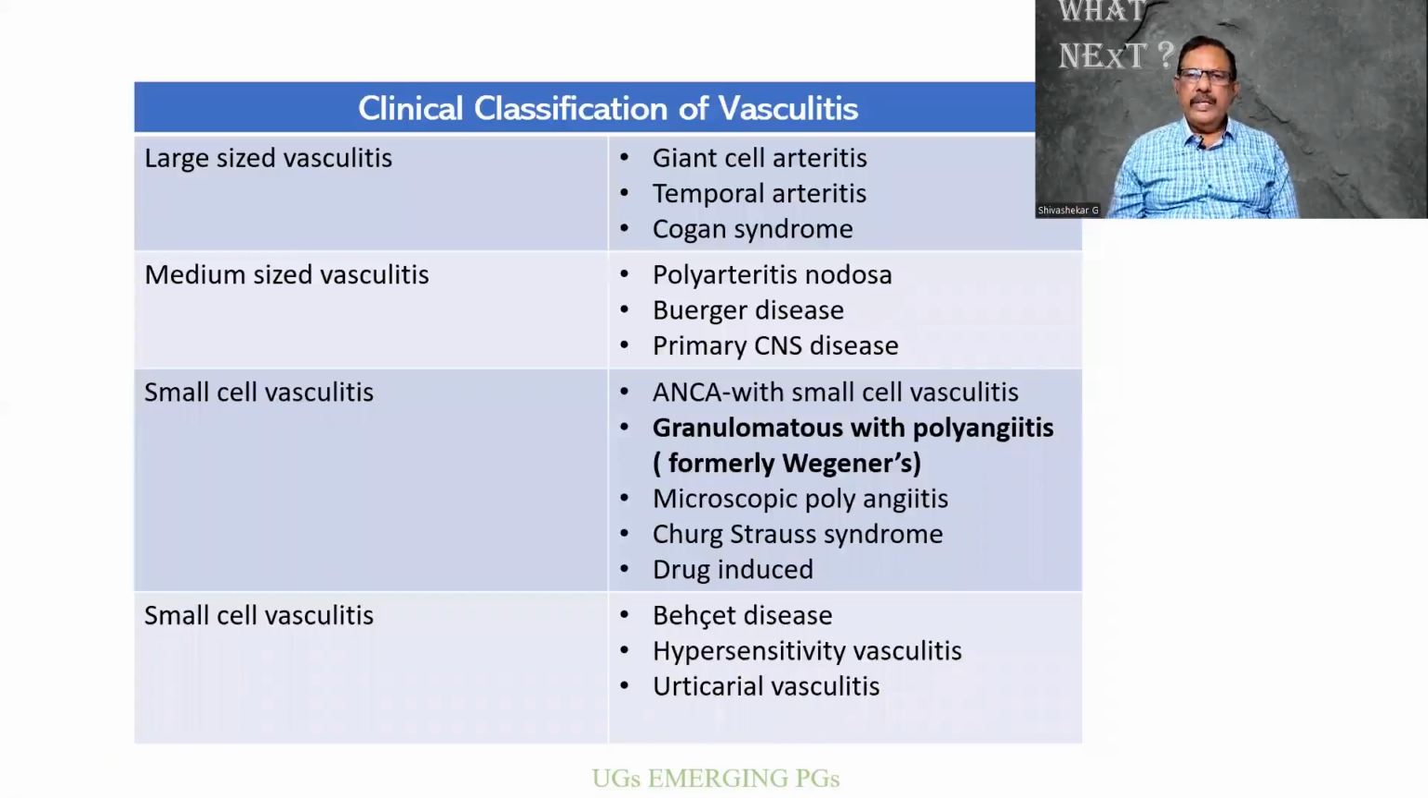This is another method of classifying the vasculitis. Large vessel: giant cell, temporal, Cogan syndrome. Medium-sized: polyarteritis, Buerger's, and primary CNS disease. Small vessel: ANCA, anti-neutrophil cytoplasmic antibody with small vessel vasculitis. Granulomatous, formerly called Wegener. Microscopic polyangiitis, Churg-Strauss syndrome, drug-induced, Behçet's disease, hypersensitivity, urticarial vasculitis. These can be in very small blood vessels.